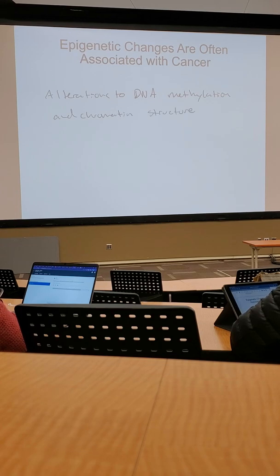So the things we've already talked about epigenetics. DNA methylation, chromatin structure. You can see hypermethylation. So what would that mean? So methylation, DNA methylation, what's the link between DNA methylation and expression? Or what's the correlation?